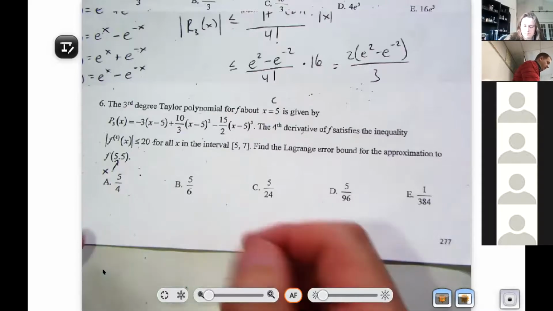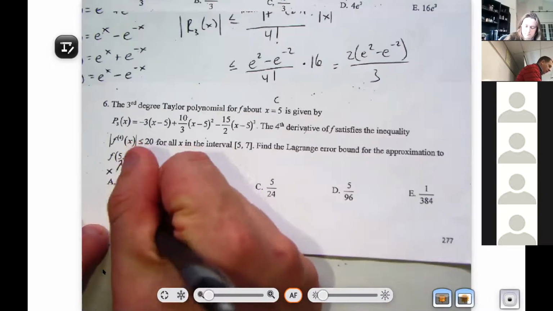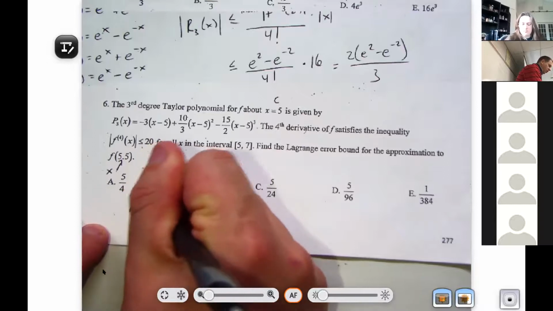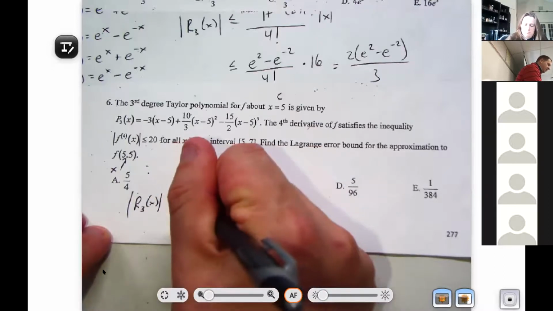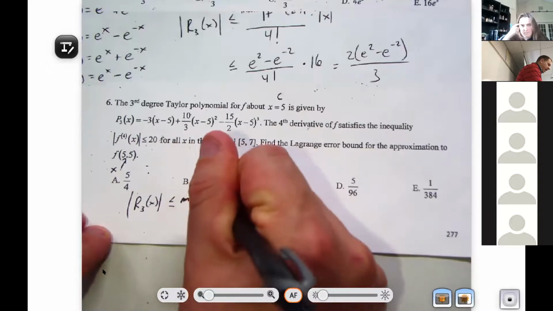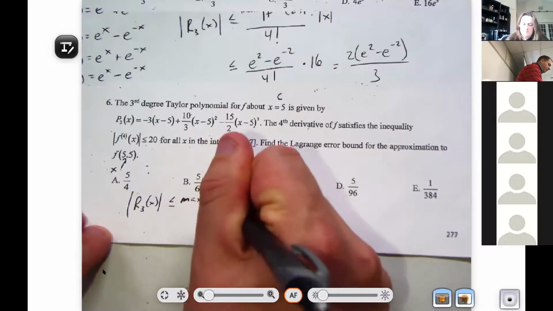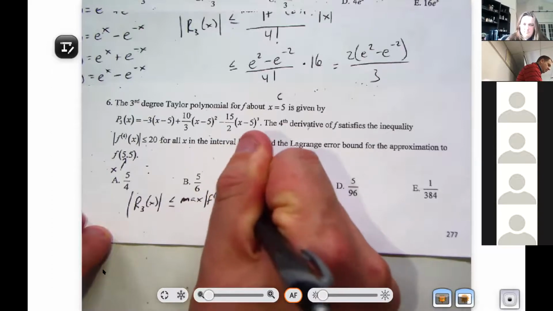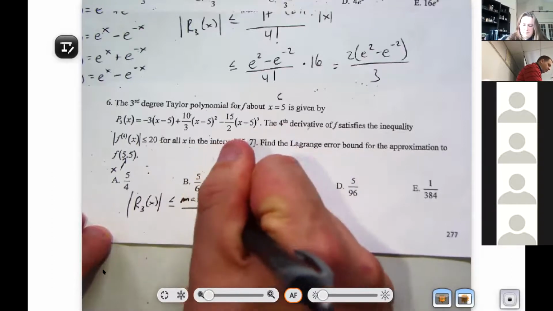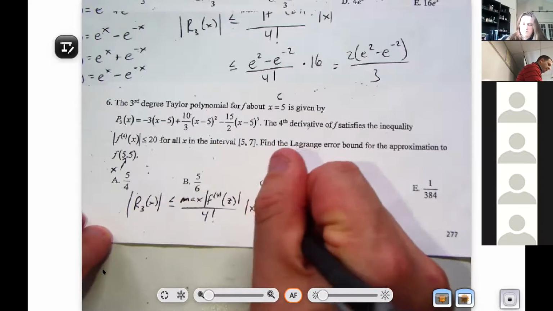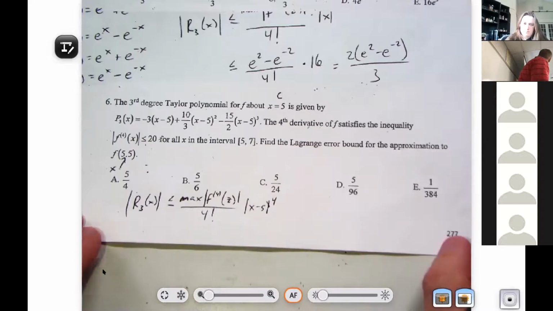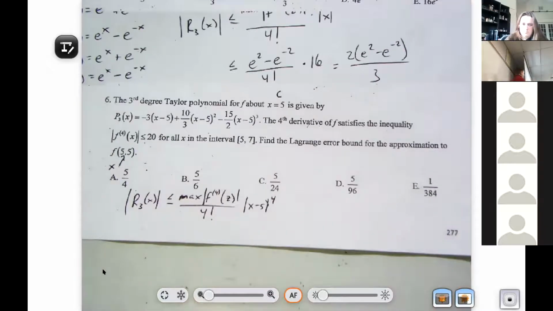Well, I'm going to write our formula first and foremost. We're dealing with a third degree polynomial. So we're talking about the third degree remainder. It has to be less than or equal to the maximum of the absolute value of the fourth derivative evaluated at z over 4 factorial times the absolute value of x minus 5 to the fourth. The other ones, it was just x because c was 0. But it's always x minus c to the power.